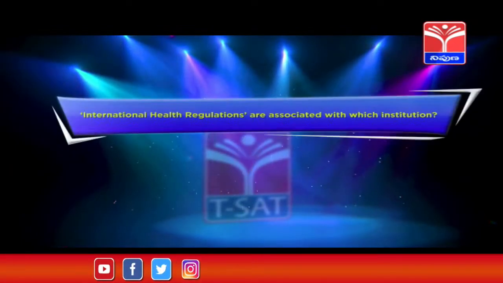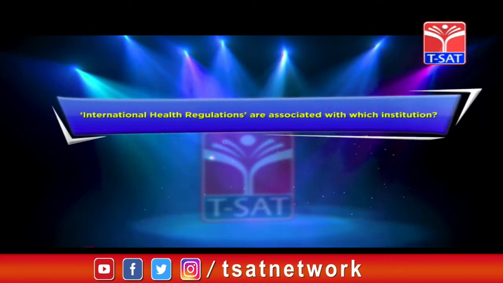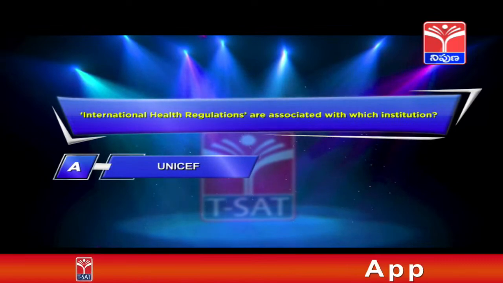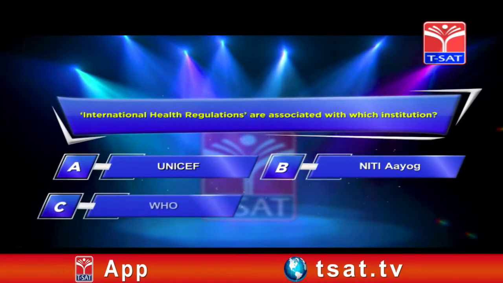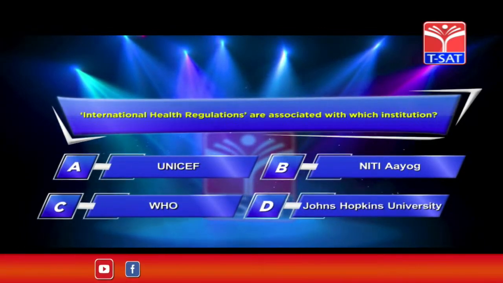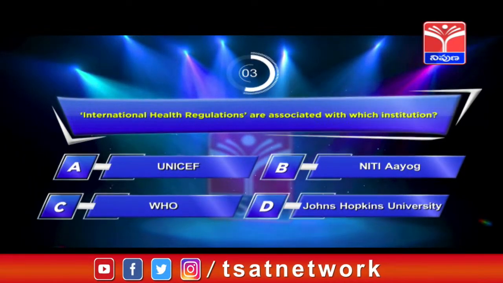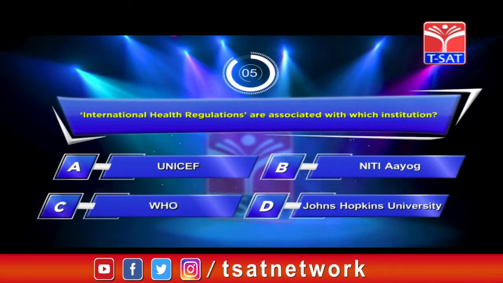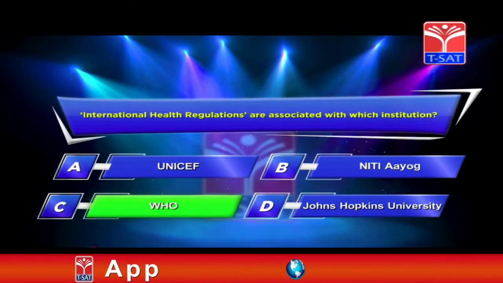Next question. International health regulations are associated with which institution? Option A, UNICEF. Option B, Niti Aayog. Option C, WHO. Option D, Johns Hopkins University. Your time starts now. The correct answer is option C, WHO.